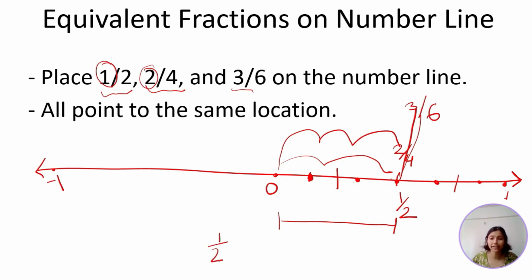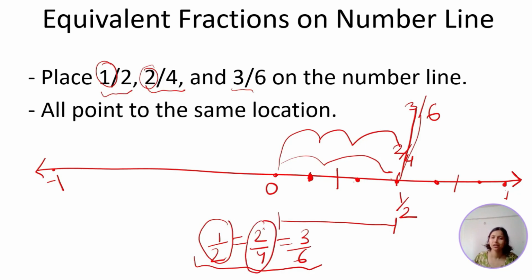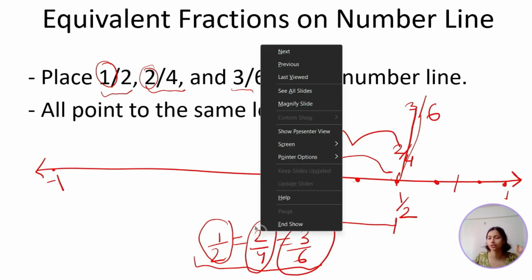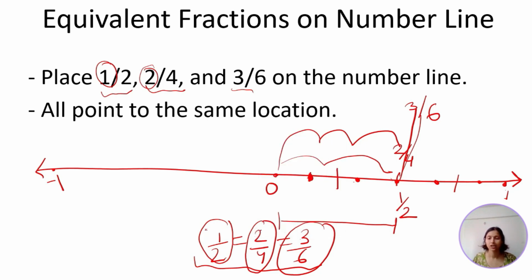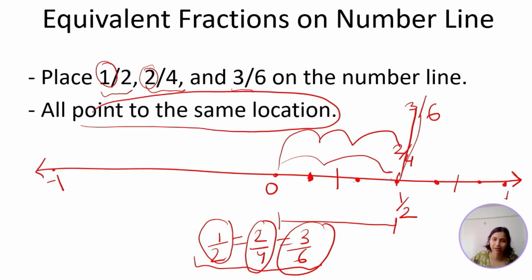So we can see 1 by 2, 2 by 4 and 3 by 6 are equivalent fractions. The only difference is that in 1 by 2 you are getting 1 piece, but that is a bigger piece. In 2 by 4 you are getting 2 pieces, but they are smaller pieces. But the total size is same as the previous case. And in 3 by 6 you are getting 3 pieces, but again the total size of 3 pieces is same as the total size of 2 pieces here, is same as the size of 1 piece here. So the value of the fraction has not changed. So equivalent fractions point to the same location on the number line.